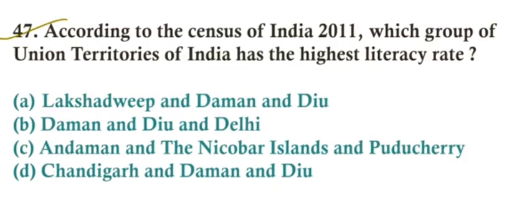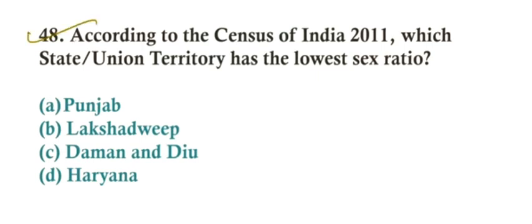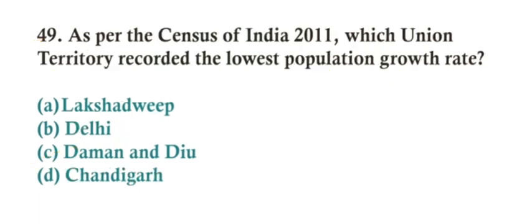Question number 47. According to the census of India 2011, which group of union territories of India has the highest literacy rate? Option number A, Lakshadweep and Daman and Diu. 48. According to the census of India 2011, which state or union territory has the lowest sex ratio? Option number C is the correct answer, Daman and Diu.